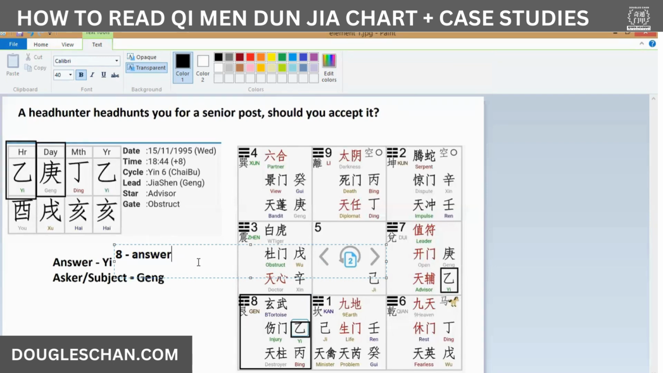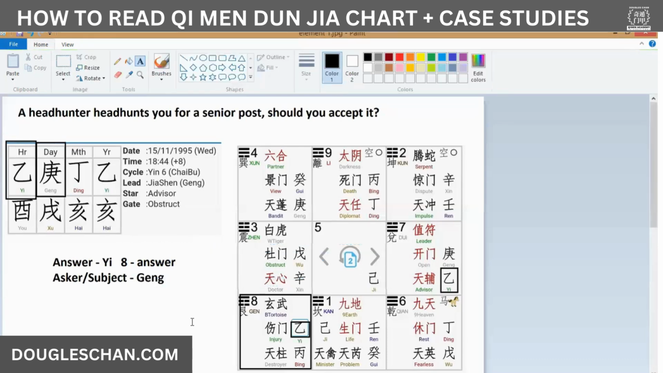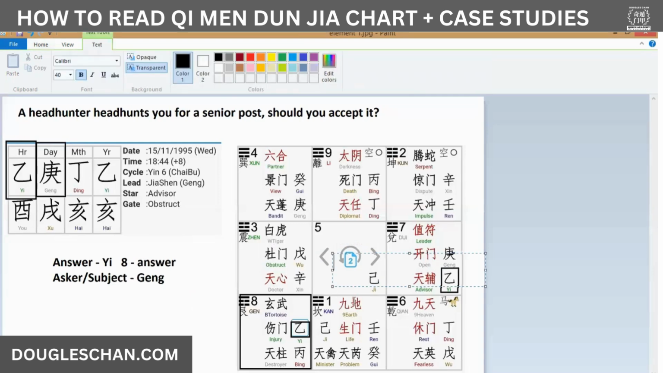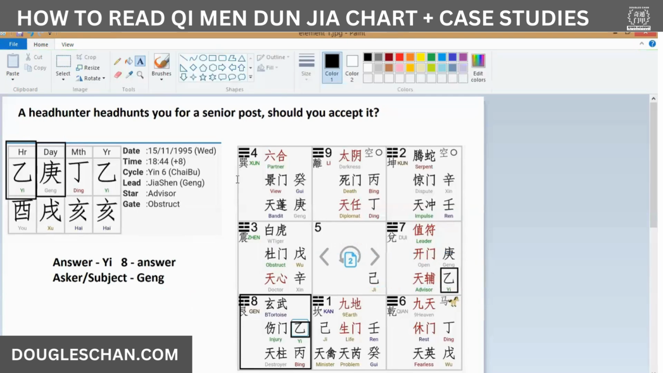And what we need to do is identify where the box of the asker is, which is the subject, Geng. This is Geng over here. Let's look at where Geng is. Geng is actually in this particular box, which is box number 7. So box number 7 is also the representation for the asker.